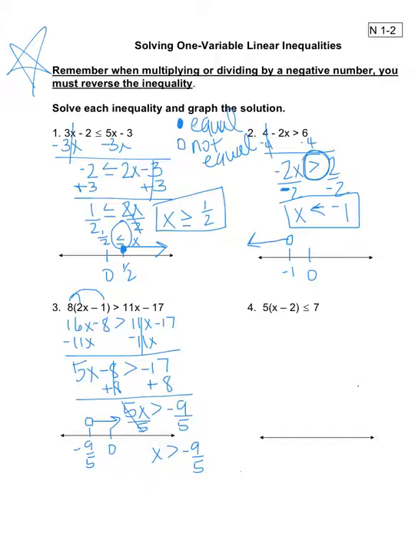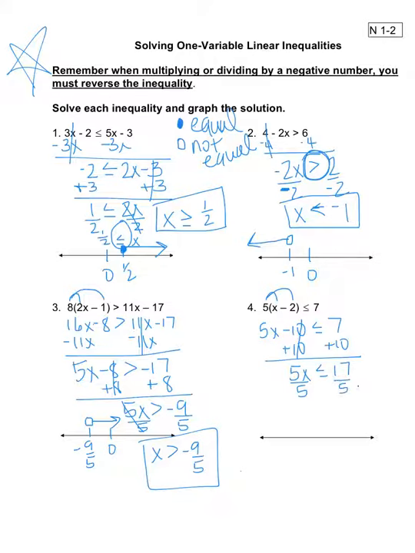Okay, let's take a look at number 4. So again, we'll have to distribute. So that's 5x minus 10 is less than or equal to 7. So we'll add 10. So we end up with 5x is less than or equal to 17. And then we'll divide by 5. So we have x is less than or equal to 17/5. We can't reduce.